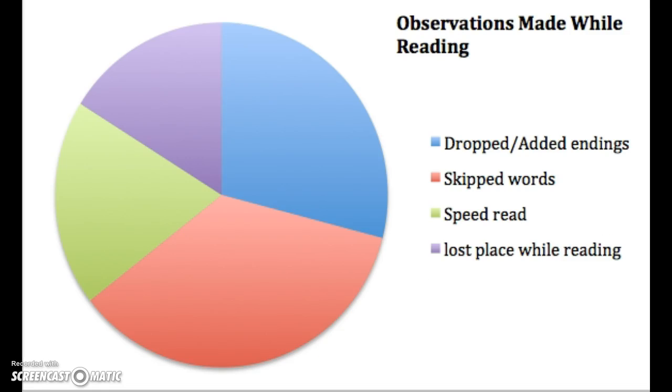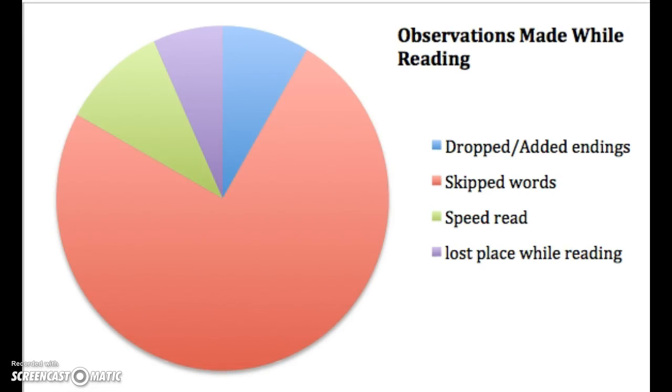In week 1, the most common errors that I observed while the students worked were dropped and added endings like run did and walk did, skipped words, speed reading, and lost place while reading. Those are the 4 biggest, and they seem to be consistent across the board. By the 4th week, dropped and added endings, speed reading, and losing place while reading drastically went down, while the skipped words were the majority of the errors.